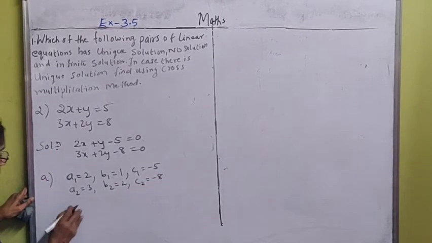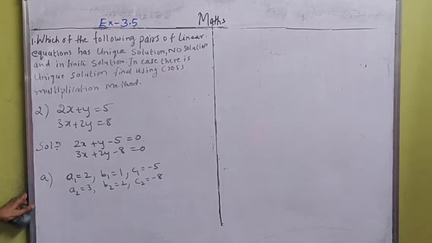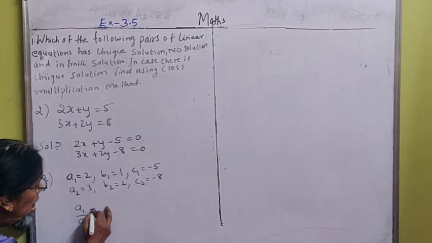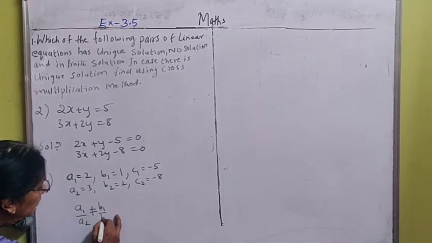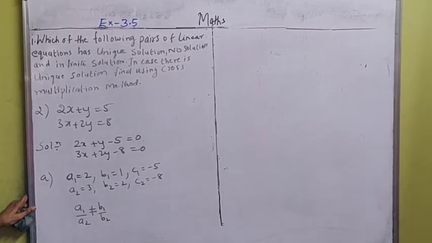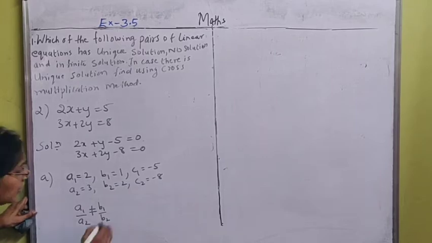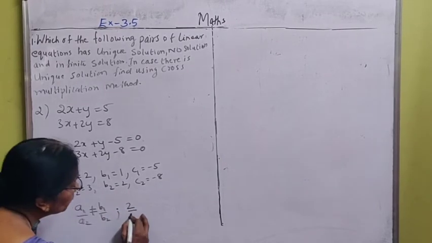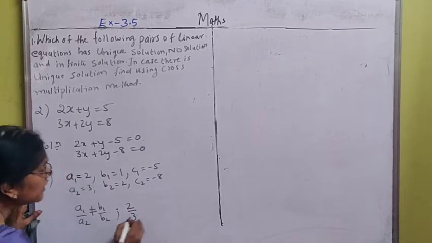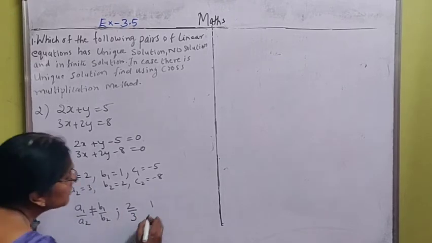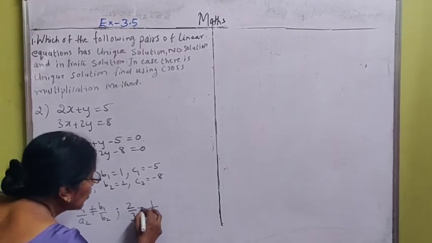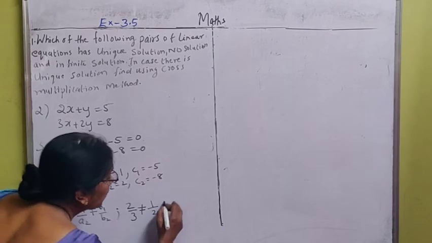Okay, now I am going to check for a unique solution. What does the unique solution say? A1 by A2 should not be equal to B1 by B2. Now let us substitute the values. What shall we get over here? What is the A1 value? 2. What is the A2 value? 3. Then what is the B1 value? 1. What is the B2 value? 2. Can you say that these two are equal? No, they are not equal. Which means what?